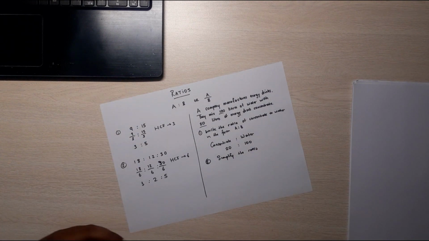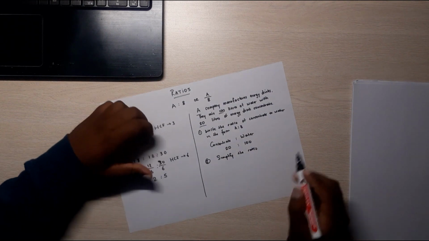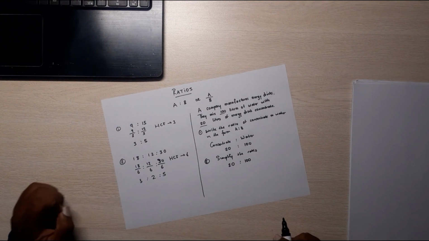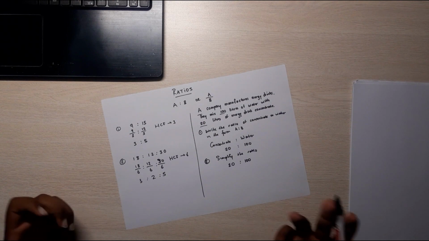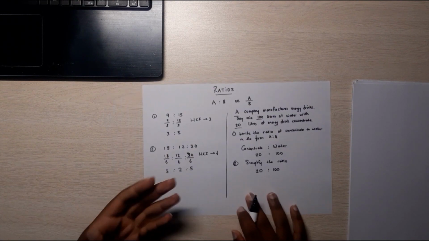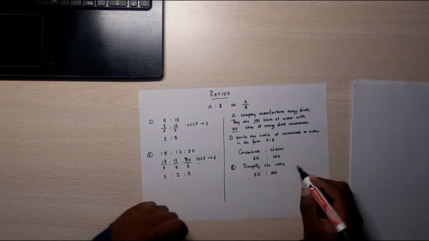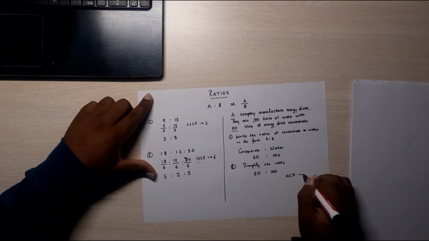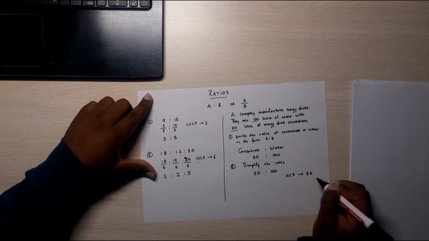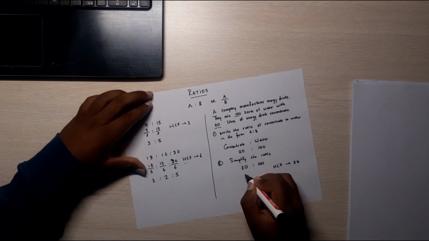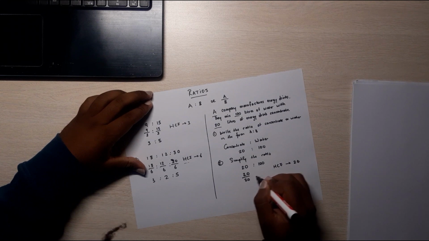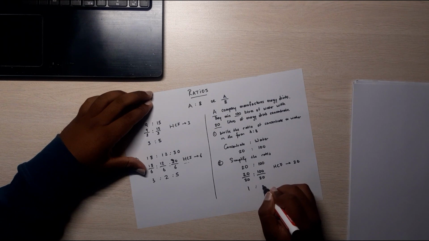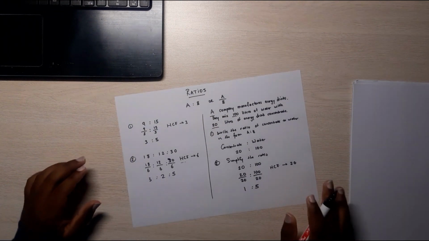Now we need to simplify the ratio. So we have this ratio. To simplify it, we find the highest common factor. In this case, it's 20. This gives us 1:5.